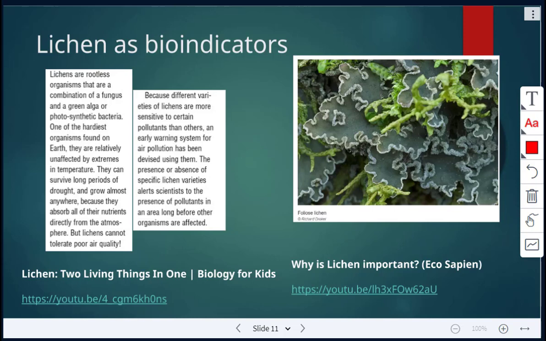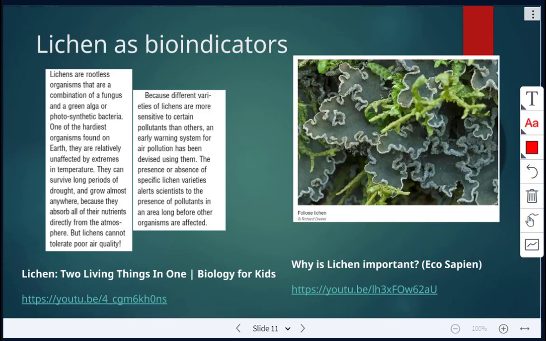They can tolerate temperature extremes, and they can survive long periods of drought. They can grow almost anywhere because they're absorbing nutrients directly from the atmosphere. But if that air quality is no good, they cannot survive. Because different varieties of lichen are more sensitive to certain pollutants than others, they are used as an early warning system for air pollution.